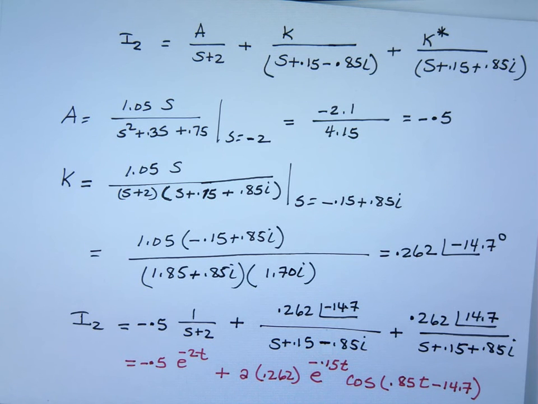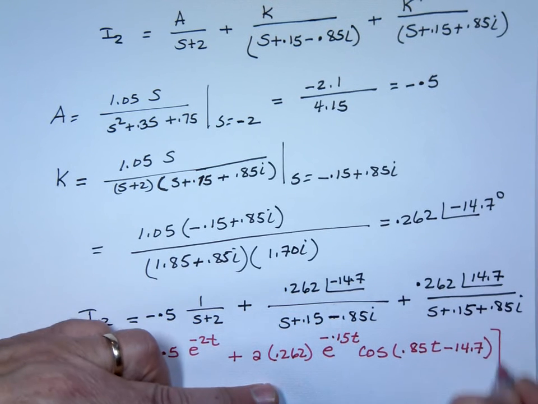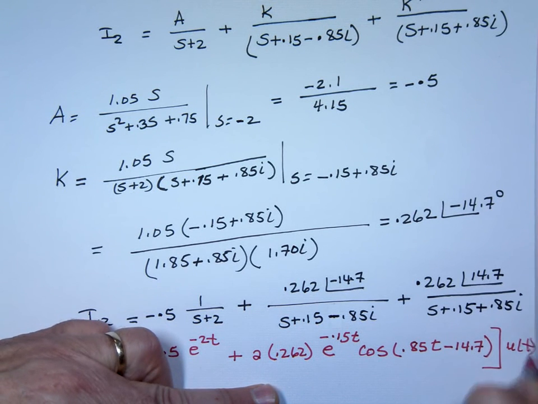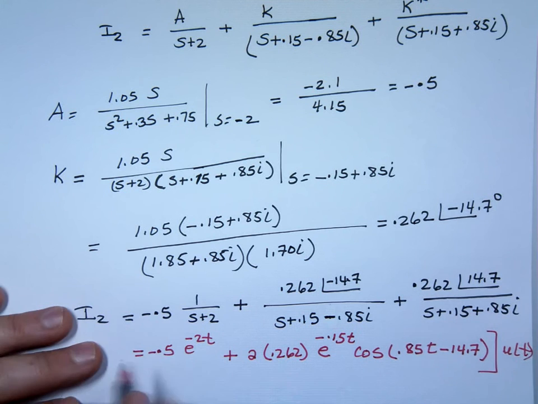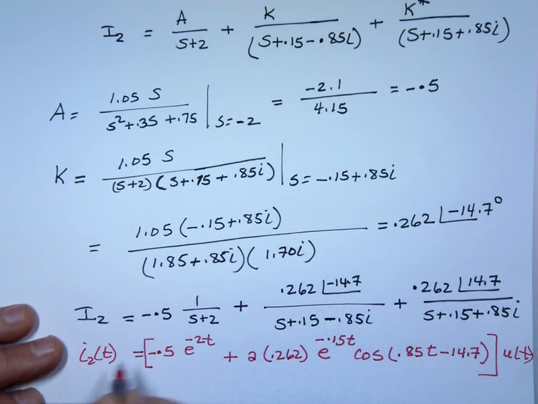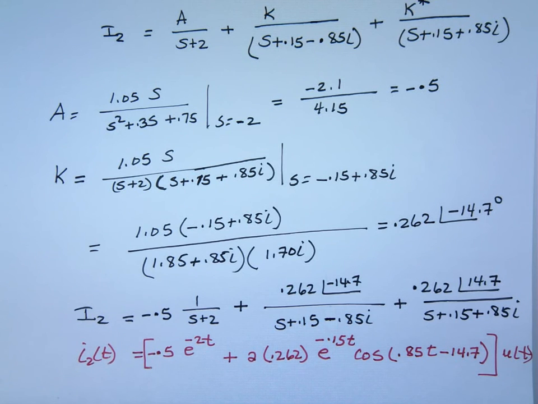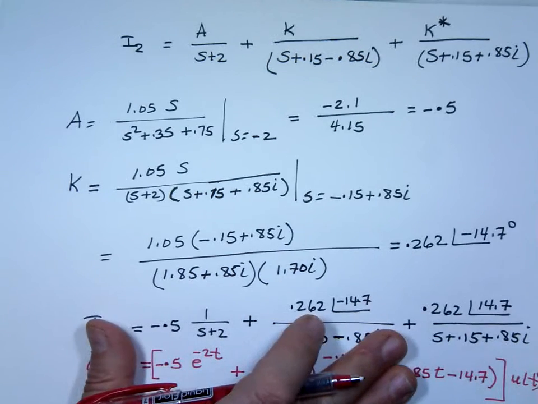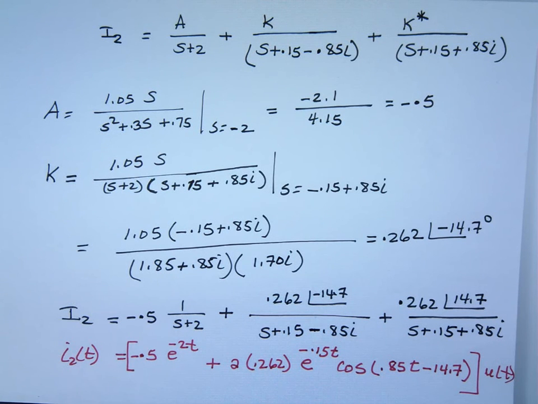So we have two solutions to that. All of this times u sub t, because remember, this circuit has really nothing till u sub t. That's I sub 2 as a function of t. And that's how we have to handle each problem. We got to go through all these steps. You just have to hope that you end up with an easier expression than some of these.